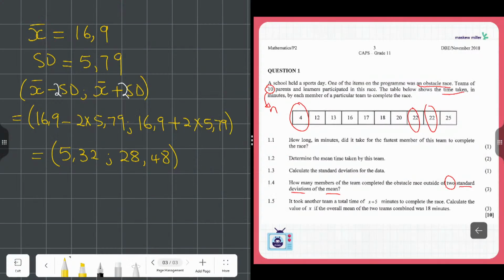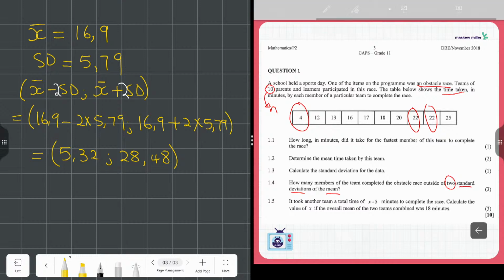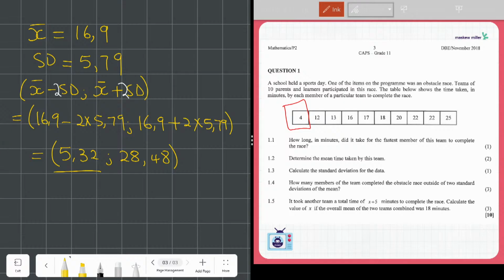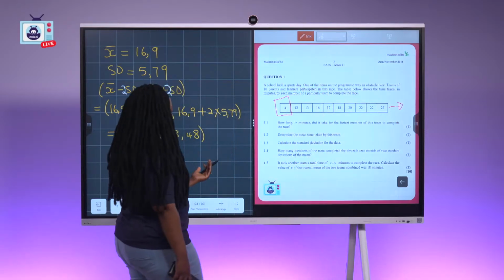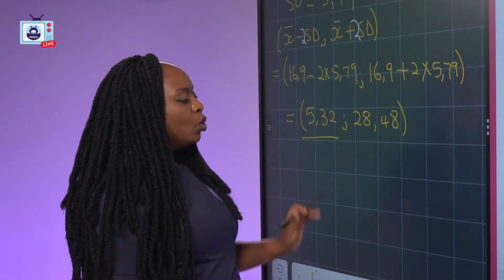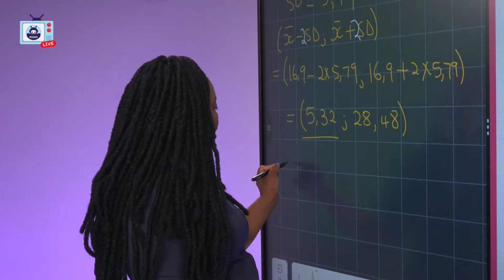So if we look at it, you can see that the number that is less than 5,32 is actually only one number, which is 4. So if you check, you will see that 4 is the one that is less than the number we had here as 5,32. And then do we have any number that is more than 28,48 in here? No, we don't. So all this that is after here is not part of the solution. So to answer that, we have only 1, right? So we have 1 in the answer there.